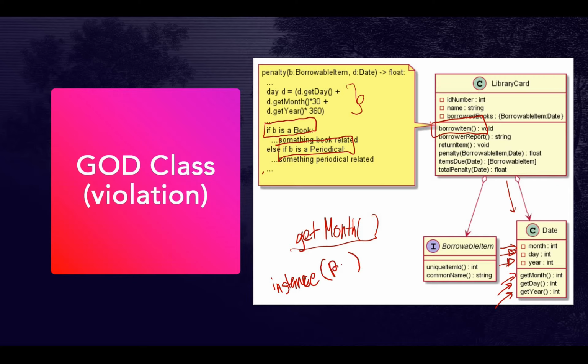Instance of book, for example, this will return what is the instance. Oops, not book, but B. It will return whatever instance it is. And in Java, I think you use this keyword instanceof, B instanceof Book. This will return either true or false if B is indeed an instance of Book.